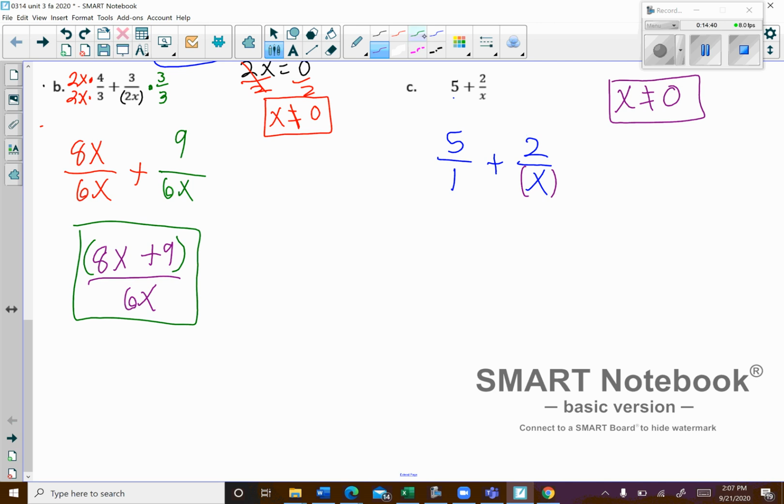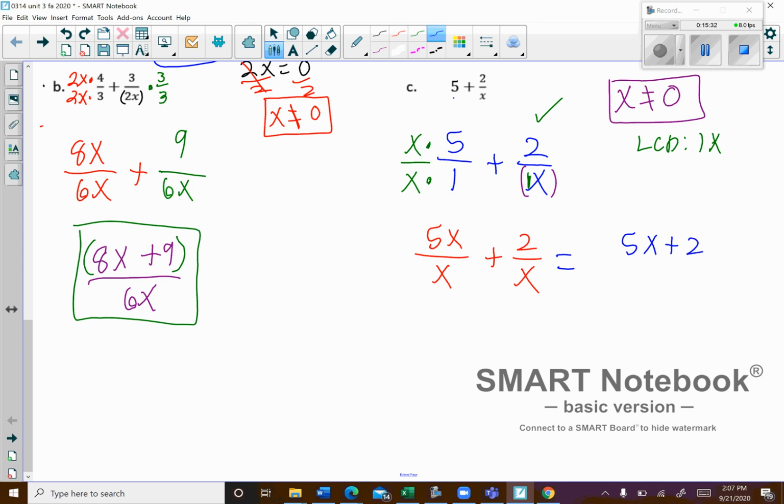Okay, so this one's not too bad as far as my LCD, because they both have a 1. So it's going to be a 1, but then this one has an x, that one doesn't. So they're going to have to both have an x in order to have common denominators. So the 2 over x is already done. That one's good. Now the 5 over 1, what I'm going to do here is multiply it by an x over an x, just like that. Now x times 5 is going to be 5x, and then 1 times x is just x, and then I have plus 2 over x, like that. And now that I have my common denominator, I can go ahead and add the numerators together. So that'll be 5x plus 2 all over x, and there we are.